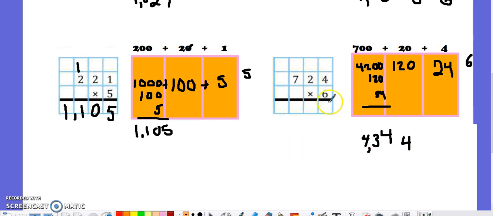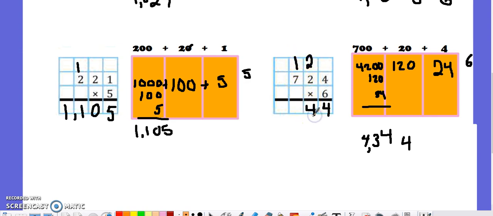4,344. Check it out with the standard type of mathematical algorithm. 6 groups of 4 is 24, which means there's a 2 in the tens and a 4 in the ones. 6 groups of 20, or 6 times 2 is 12, plus 2 more is 14. Because it was 20, I carry 1 over into my hundreds.